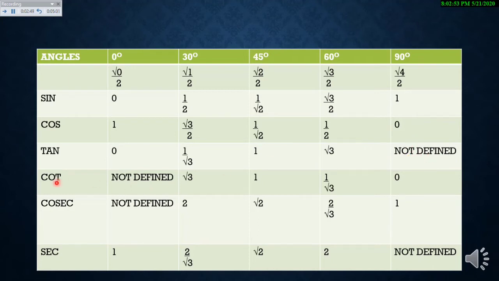So what is cot? Cot is the reverse of tan. So we can write it as the reverse order of tan. Here tan 90 is not defined, so cot 0 becomes not defined. Here it is root 3. Cot 30 is root 3. Tan 45 is 1. Cot 45 is 1. Tan 30 is 1 by root 3. Cot 60 is 1 by root 3. Tan 0 is 0. Cot 90 is also 0.